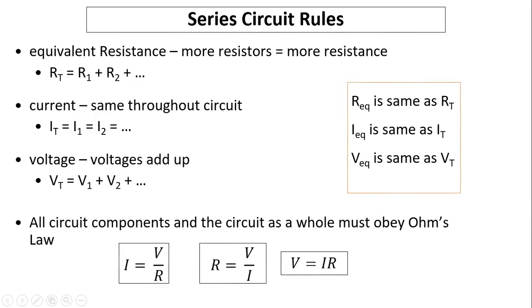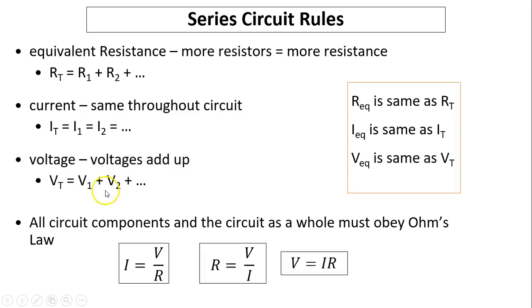Series circuit rules. Equivalent resistance. More resistors equals more resistance. RT, the total resistance, equals R1 plus R2 and so forth. RT and R equivalent are the same thing. Current is the same throughout the circuit. I total equals I1 equals I2 equals I3 and so forth. I total is the current going through the battery. So again, I equivalent is the same as I total.